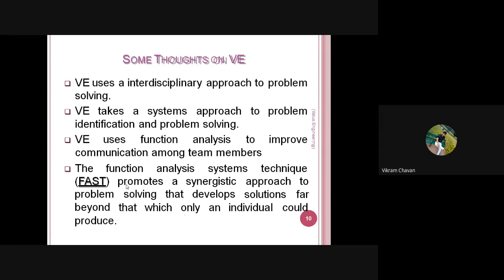Feedback coming from the customer is also important. So all these points need to be discussed, communicated to each other, and action taken on problems while considering all the segments related to that particular product. Okay, get it? What is meant by interdisciplinary approach? So value engineering uses an interdisciplinary approach to problem solving.